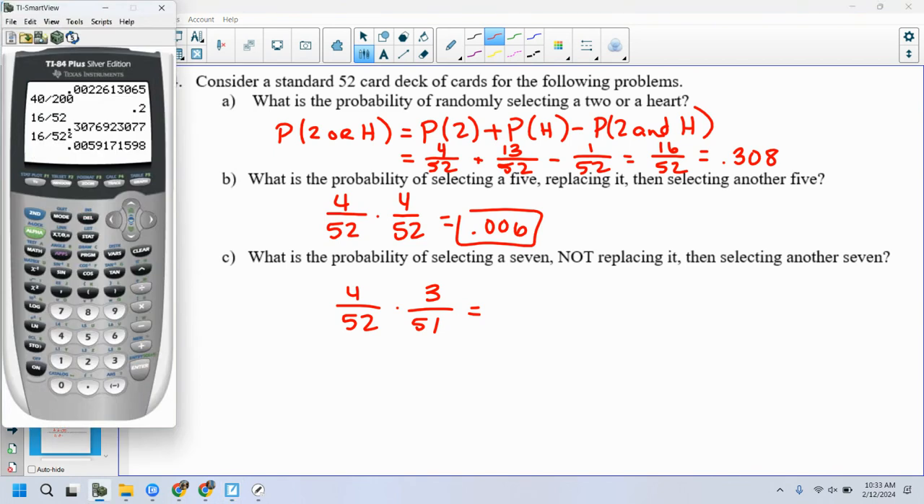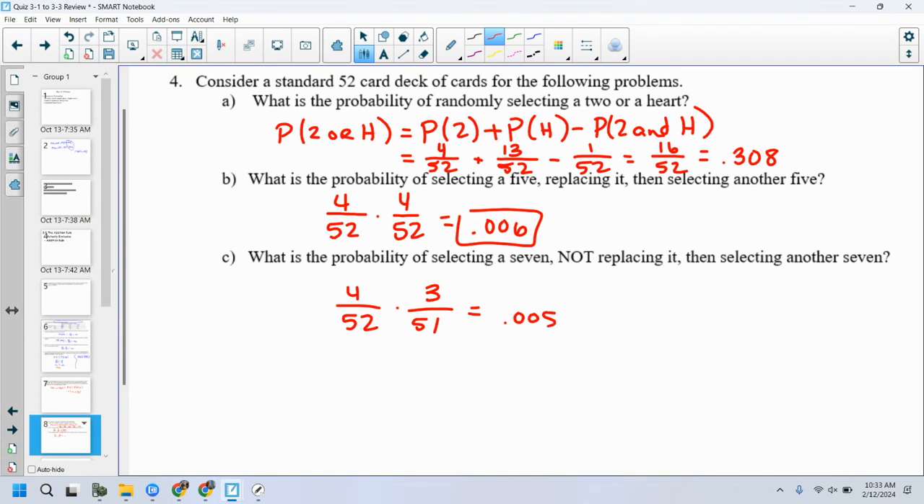Still very similar. I would get 12 divided by 4 times 3 is 12, divided by 52 times 51. And that is 0.005. So as expected, the probability decreased. There's less of a chance of me pulling that second 7 because I did not replace.